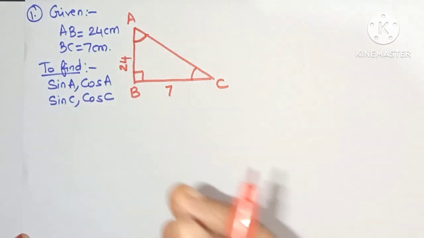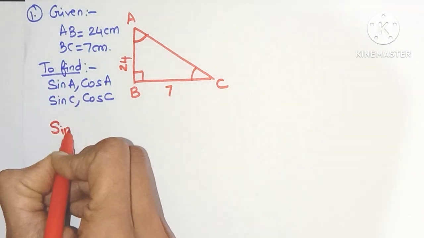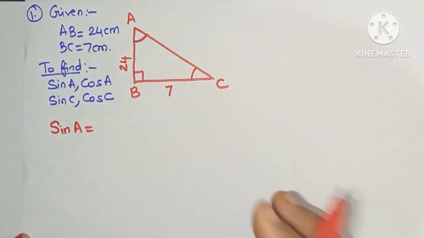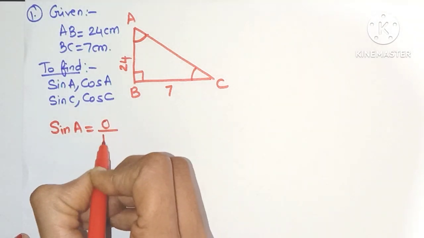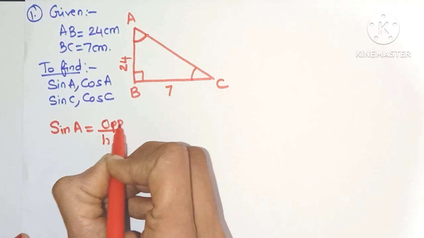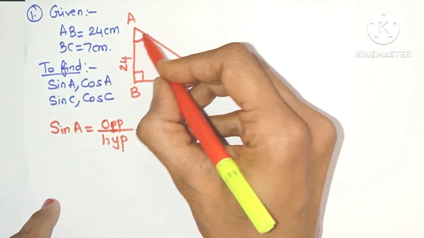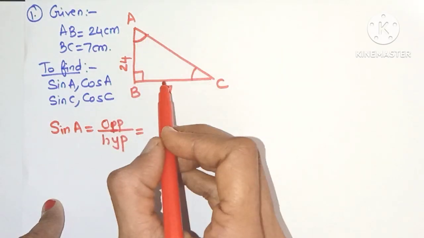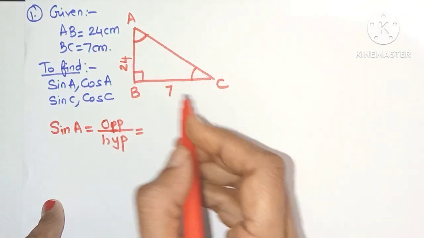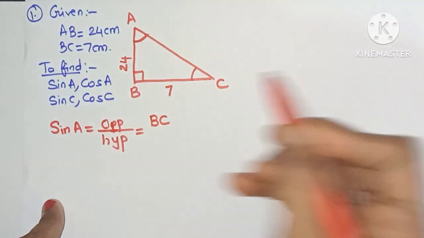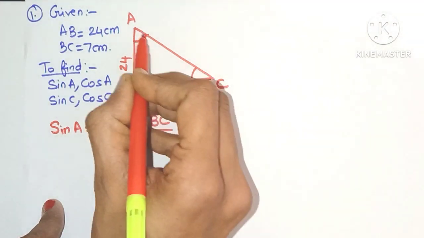Now you know what is sin A, right? What is sin A, friends? Sin A we know is opposite side upon the hypotenuse. You can just remember O upon H. So you have opposite side upon hypotenuse. Now let's take angle A over here. What is the opposite side for angle A? Yes, it is going to be BC. And what is the hypotenuse? It is going to be AC.